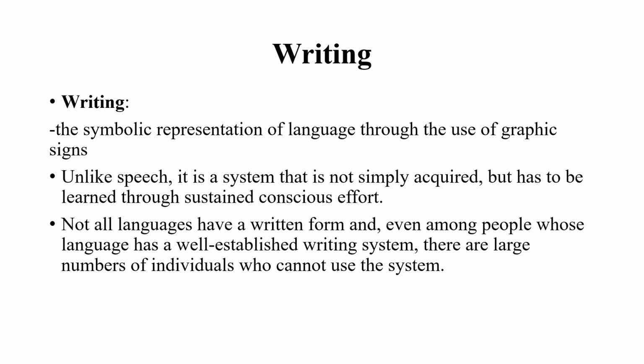Not all languages have a written form, and even among people whose language has a well-established writing system, like Arabic, English, or French, there are large numbers of individuals who cannot use the system. For example, in Egypt, of course, Egyptians speak Arabic, they speak Egyptian colloquial Arabic, but not all of them are able to read and write in Arabic. Basically, of course, when we talk about writing and reading, we mainly talk about standard Arabic.